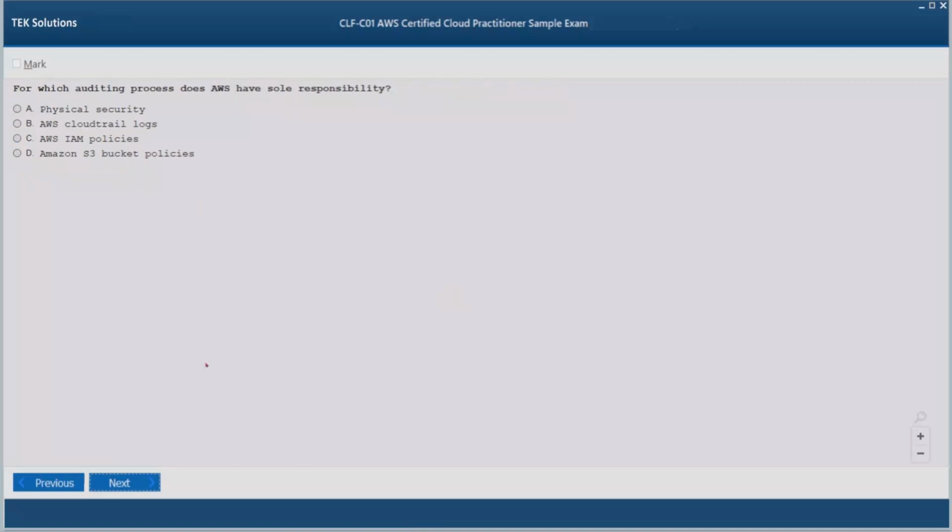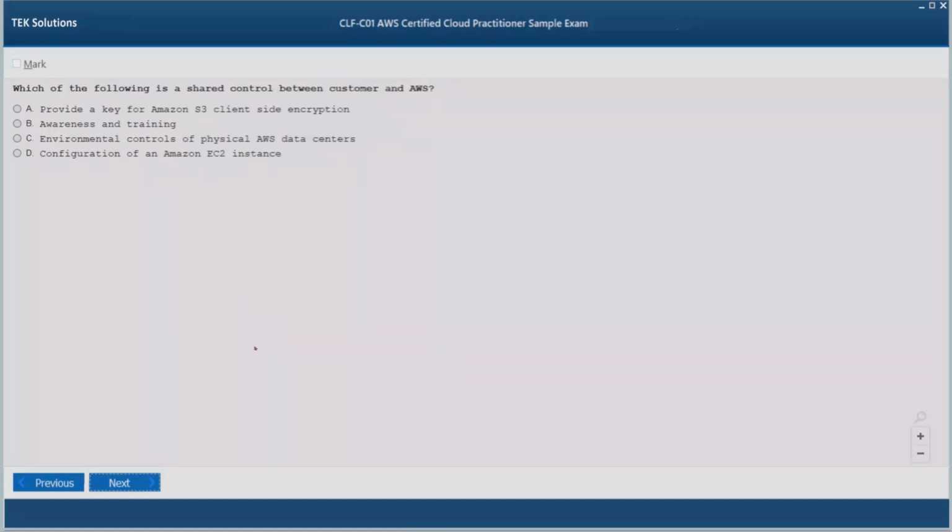For which auditing process does AWS have sole responsibility? A, physical security, B, AWS CloudTrail logs, C, AWS IAM policies, D, Amazon S3 bucket policies. So AWS is responsible for option A, physical security. Rest, if you want, you can cross-check it. AWS CloudTrail logs are the customer's responsibility. AWS IAM policies, again customer's responsibility, and Amazon S3 bucket policies, it's a customer responsibility too. That's why physical security is the correct answer.